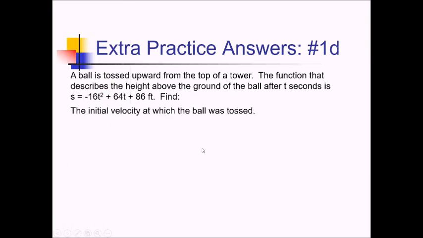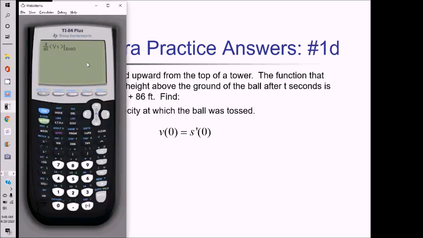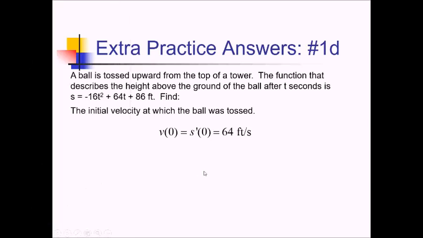On this part of the problem, they want the initial velocity at which the ball was tossed. So for this, we need to find the derivative of the motion function here at 0. So we're going to do S prime of 0 on the calculator. So here we are back on the calculator. We've already done S prime of a few numbers by now. We're just going to use 0 instead of those other numbers, but otherwise the setup is exactly the same as for parts A and C. So here we go. Initial velocity is 64, and that is in feet per second.